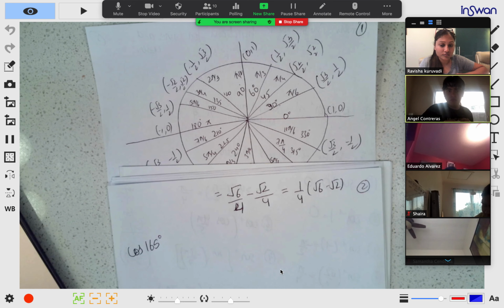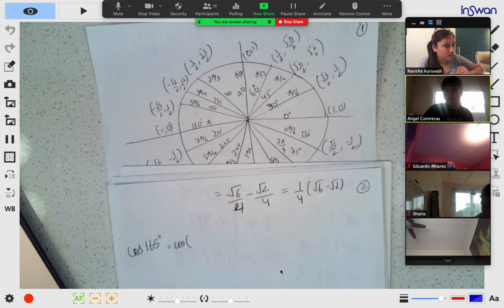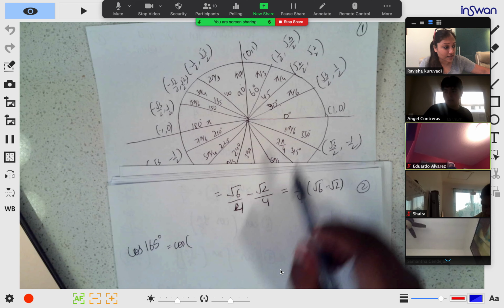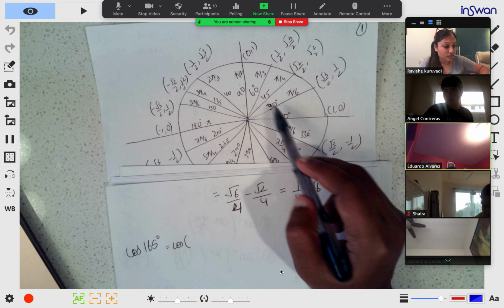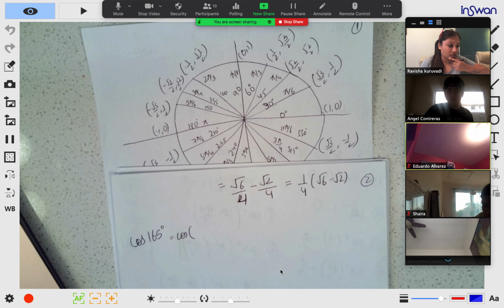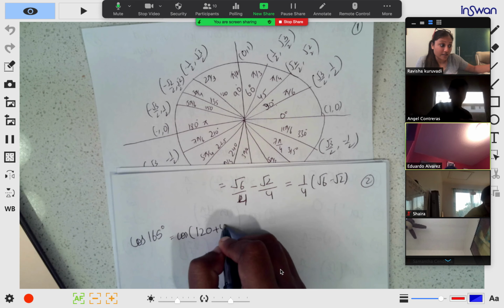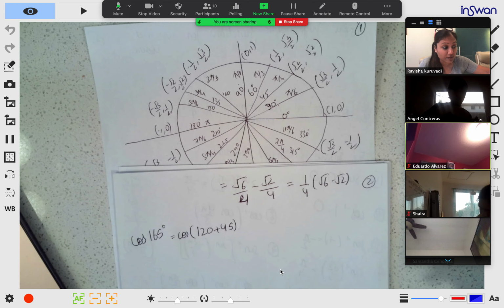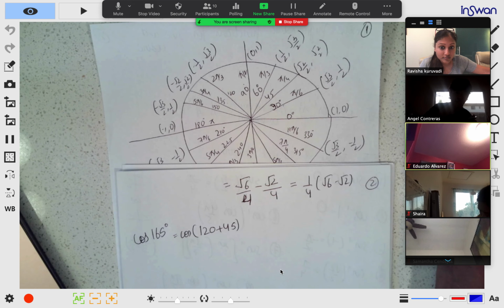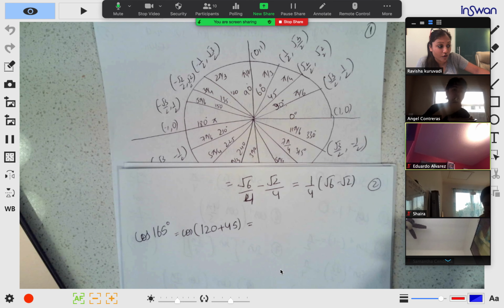Like 90 and, wait, what's 90? It could be anywhere up to pi, right? Yeah, anywhere up to pi, yes. Well, then what I would do is 120 plus 45. You're saying cosine 120 plus 45. Exactly. You can also do 135 plus 30. It will still give you the same answer. You can do whichever combination you want, but use the ones you already know.